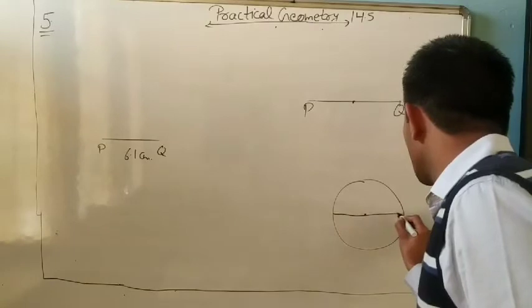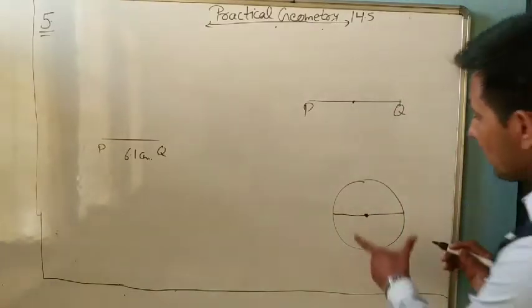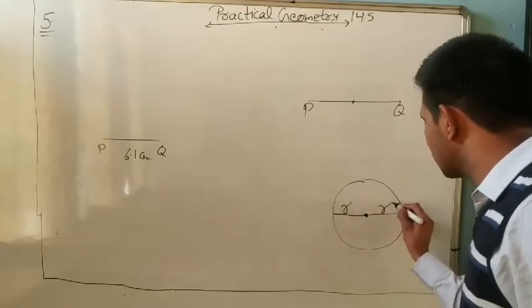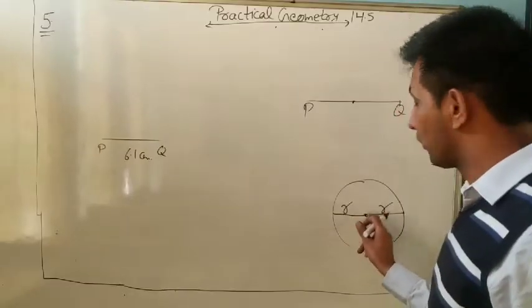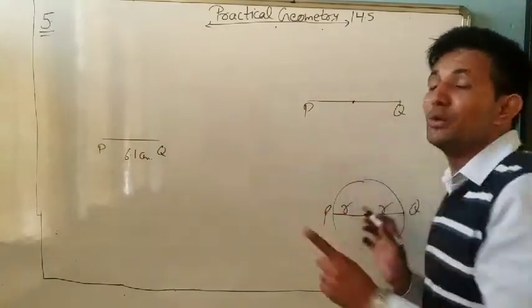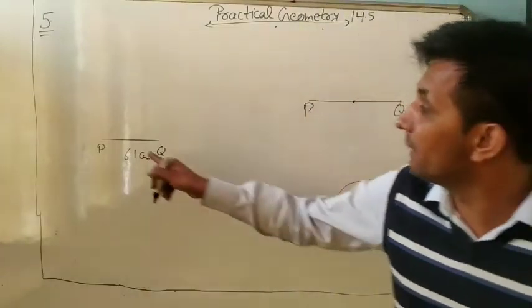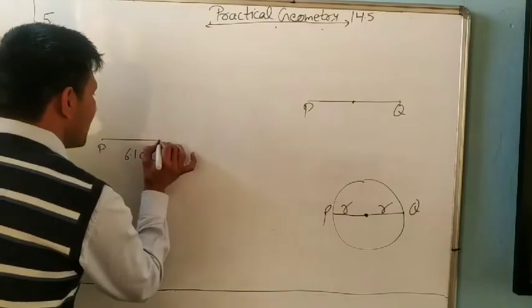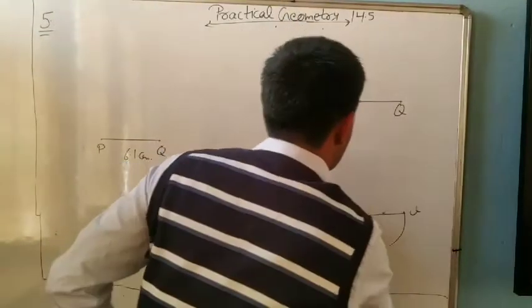But everyone knows the center is always the middle of the diameter. It is R, it is also R. From here to here is the radius. So it is the midpoint of PQ. Everyone knows the midpoint of PQ is always the center of the circle, and how will you find the midpoint? By taking the perpendicular bisector. So we will write the steps.